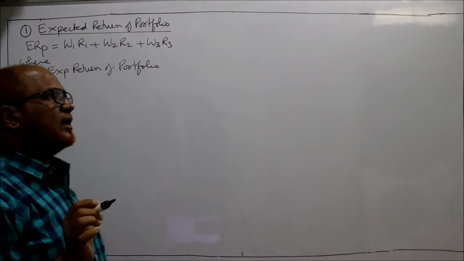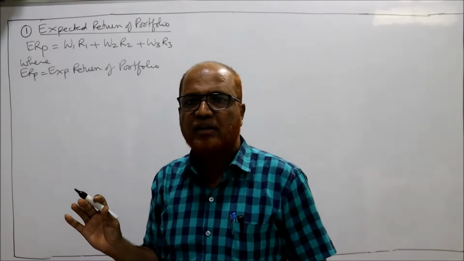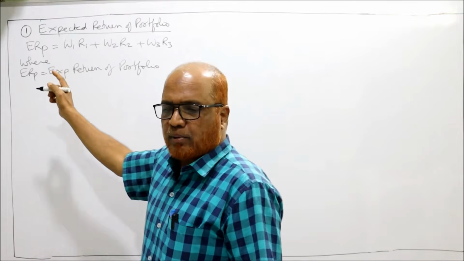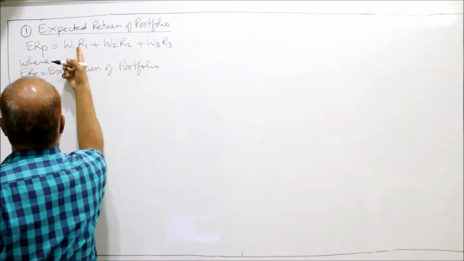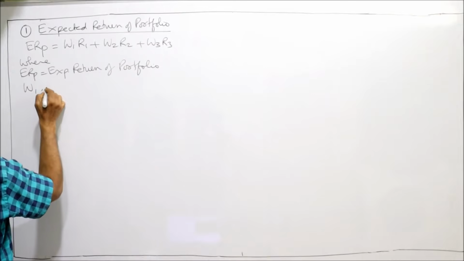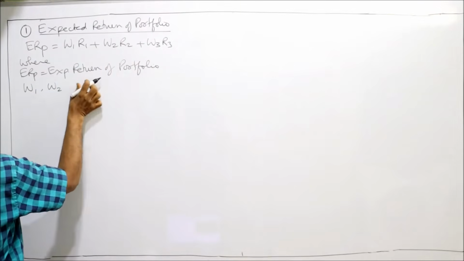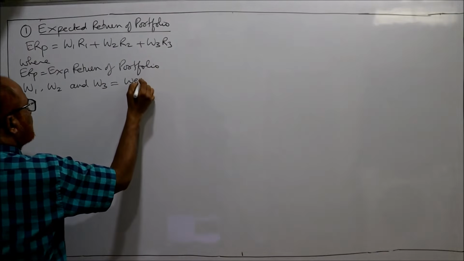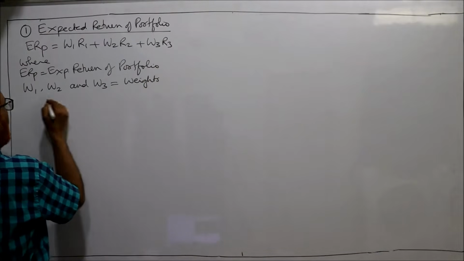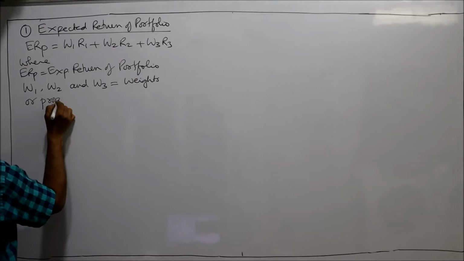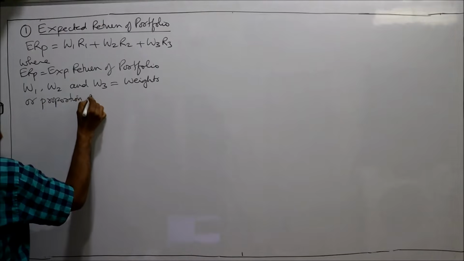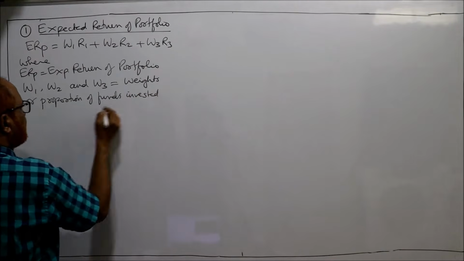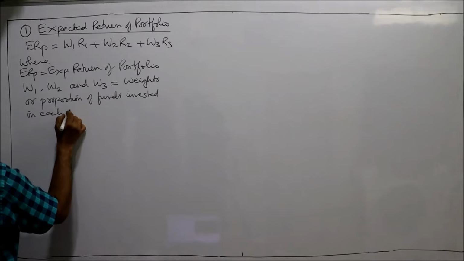This is the first problem, that's why I am writing the complete explanation of every term used in the formula. In the coming problems we won't write it, but in the first problem we are writing the full form of this ERP. W1, W2 and W3 are weights or proportion of funds invested in each security.